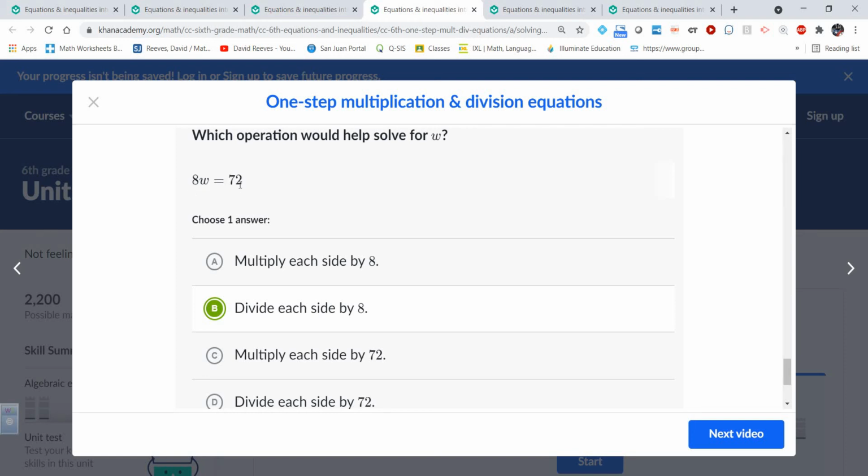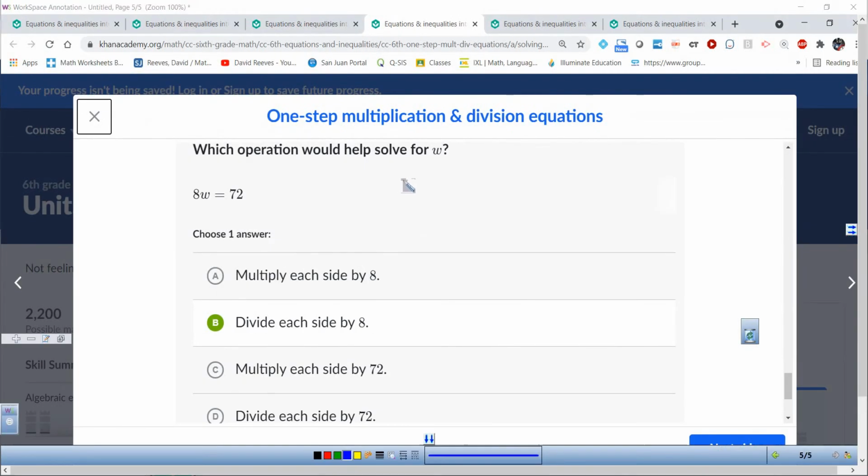So we're not going to be dividing or multiplying by 72. We're going to be dividing or multiplying by 8. In this case, we're going to divide by 8. So let's do that. We have 8 times w is equal to 72. I'm going to go ahead and divide both sides by 8.